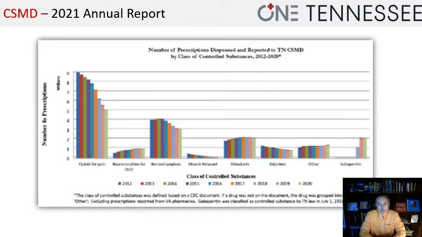There's another category that encompasses all aggregate controlled substances that don't fall into one of these buckets. And then gabapentin, it hasn't been a controlled substance until 2018, so that's why you don't see data before that, but you can see that its use is increasing.